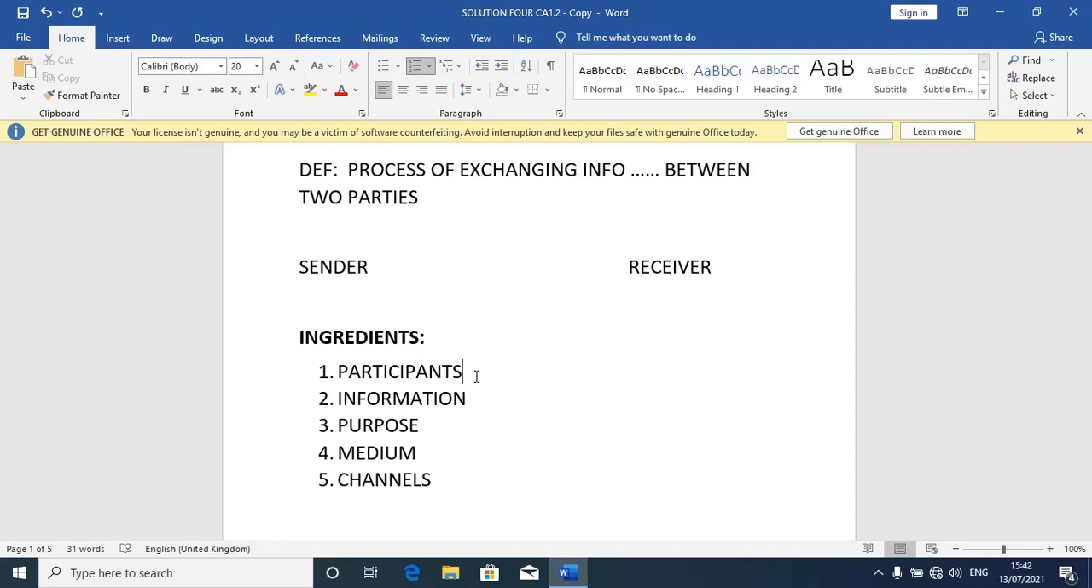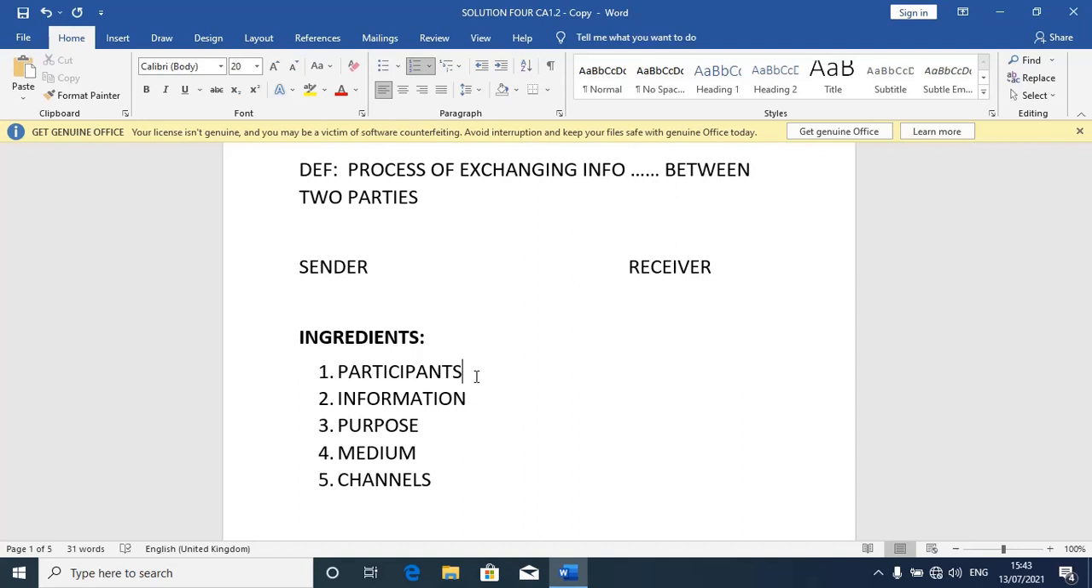What about the receiver? The receiver should perform the following roles. Number 1, the receiver should recognize himself or herself as the target audience for the communication. The receiver must acknowledge that that person is the targeted audience for the communication or for a particular event.